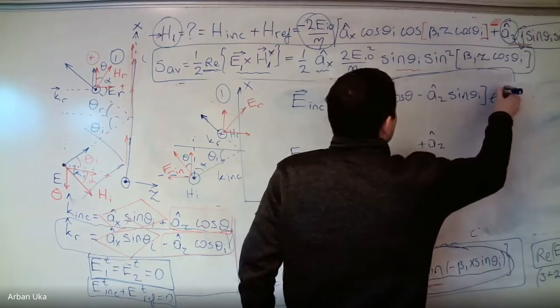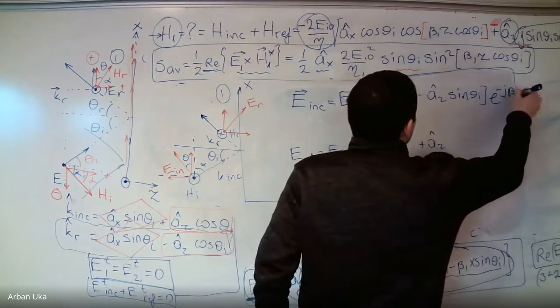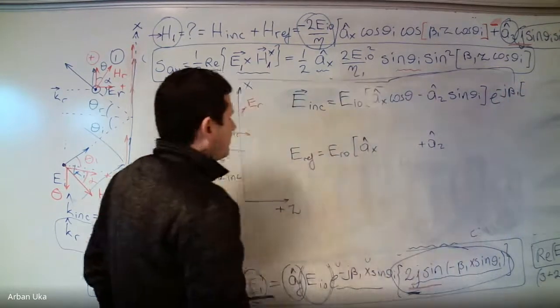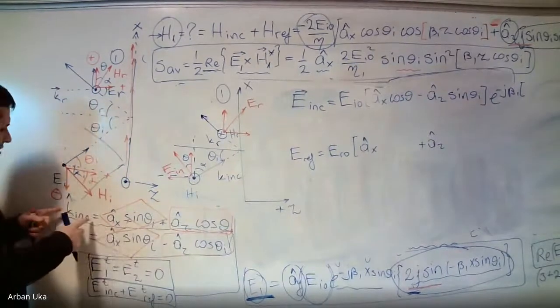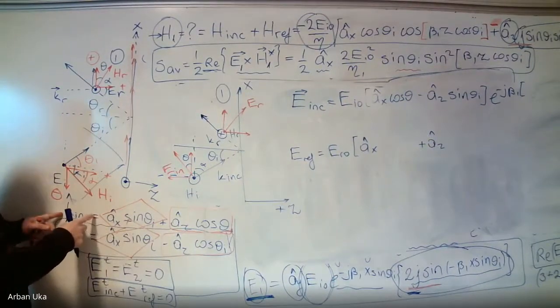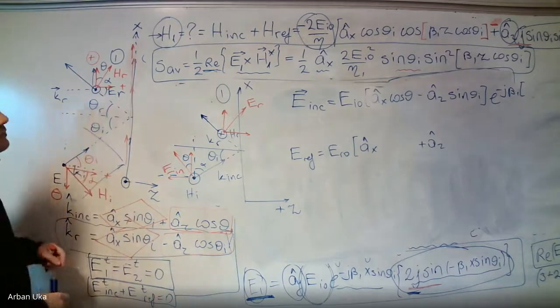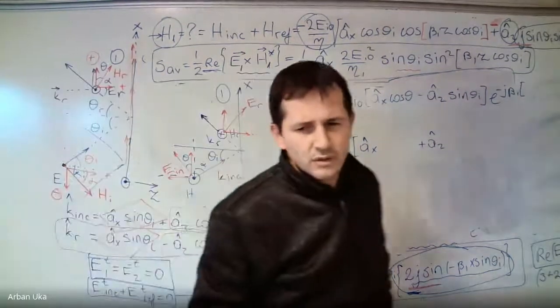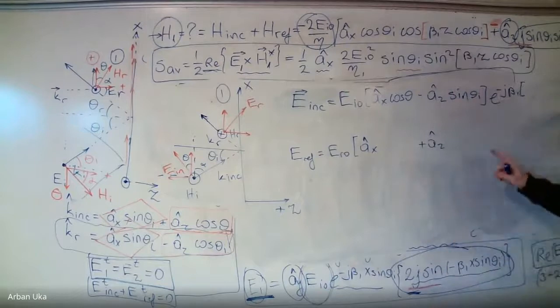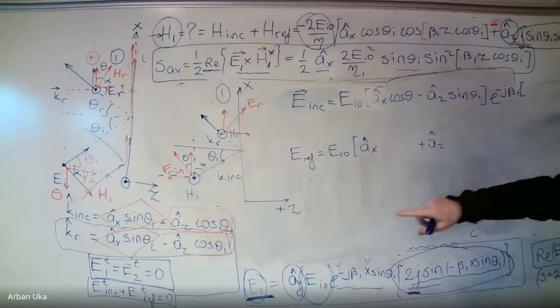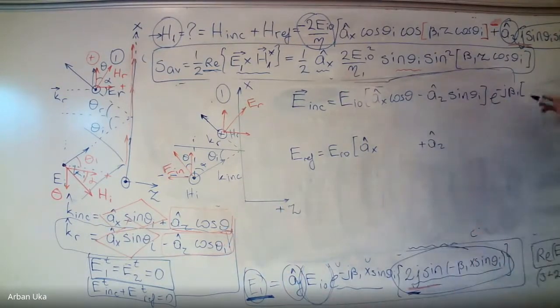Then we have e to the power minus j beta 1 times the propagation factors, which will be exactly the same as they were for the case when the polarization was perpendicular. So we can simply say this is minus j beta 1, then we have x sine theta I plus z cosine theta I.